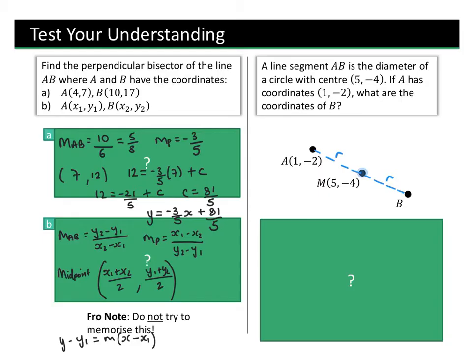So what I always think is, how have I gone from 1 to 5? What have I done? Now, I just like to draw this. I've gone across 4. And then I've gone from -2 to -4, so I've gone down 2. So it stands to reason then, to get from M to B, I need to go across 4. 5 plus 4 is 9. And then I need to go down 2. -4 minus 2 is -6. So as we always say, when in doubt, draw it out.